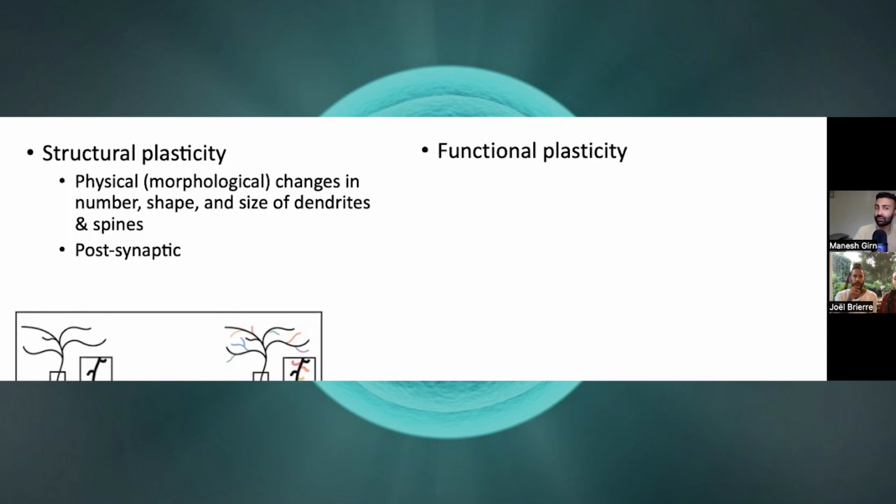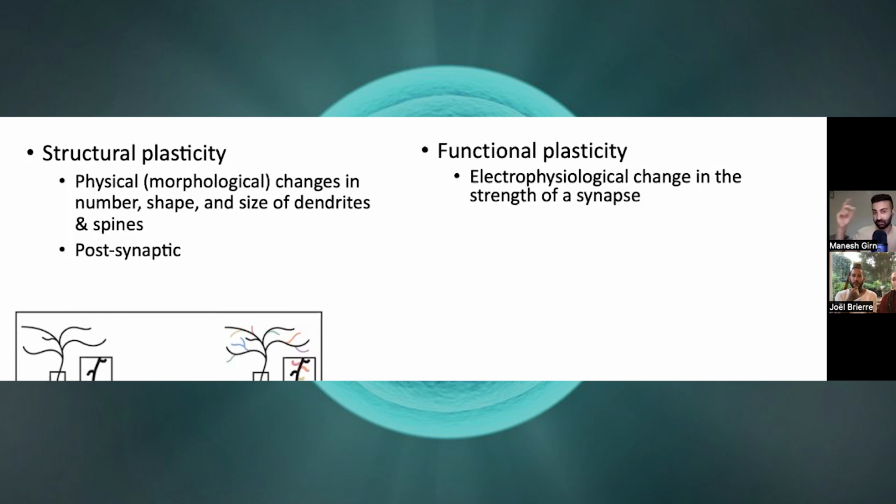And slightly different from these structural changes to neurons is something called functional plasticity. And this, rather than corresponding to the physical nature of a neuron, corresponds to what we could just say is the strength of a synapse, the likelihood it's going to fire, the ease with which it fires.